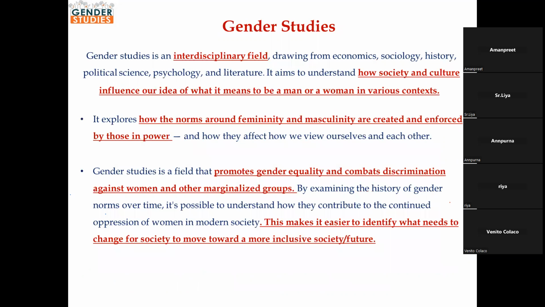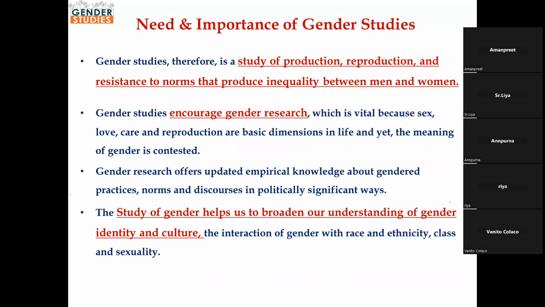So I come back to my first slide, gender studies. Basically, why is there a need for gender studies? See the second bullet. Gender study is a field that promotes gender equality and combats discrimination against women and other marginalized groups. Right, guys? In the next slide, we talk about the need and importance of gender studies, so the concept will be clearer. Okay. So what is the need and importance of gender studies?